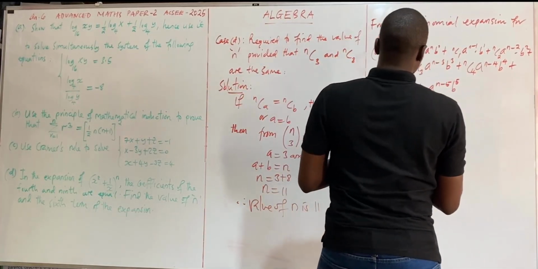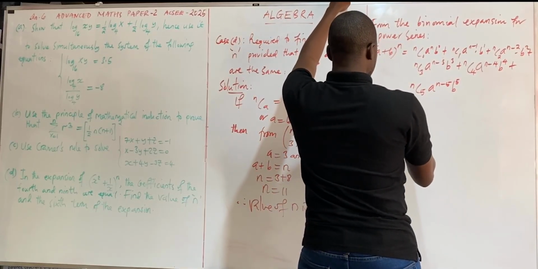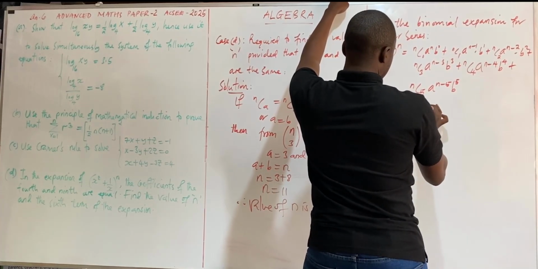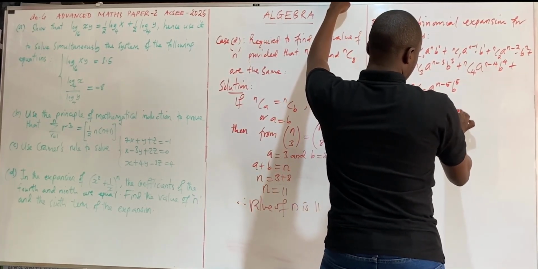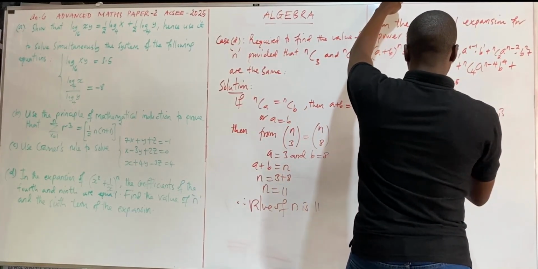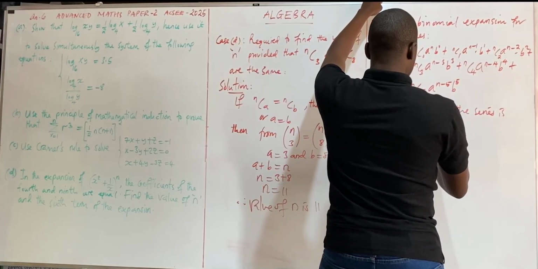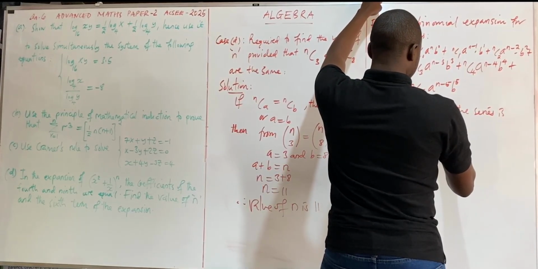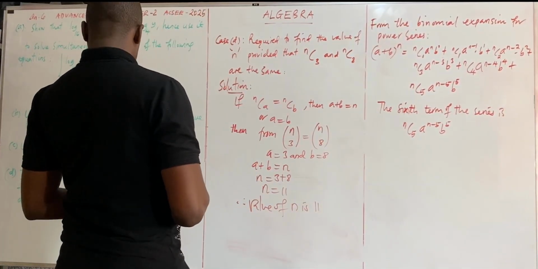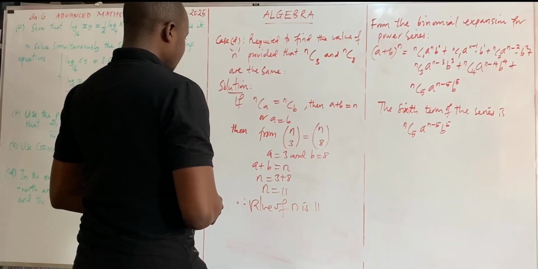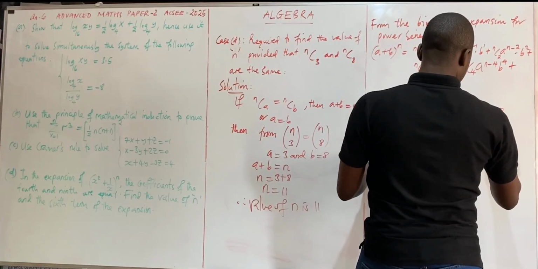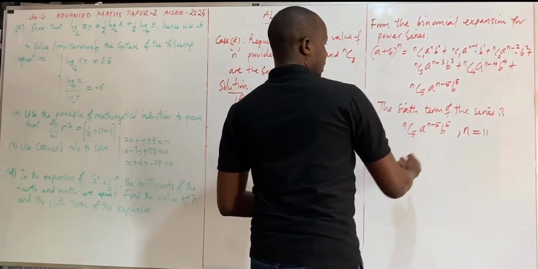So maybe we know now. So we can say now the sixth term of the series now is n choose 5, a raised to n minus 5, then b raised to 5. So that now will be the sixth term. Now from that sixth term, we are lucky that we know n, our n is 11. And what else? We need to know what is a and what is b.